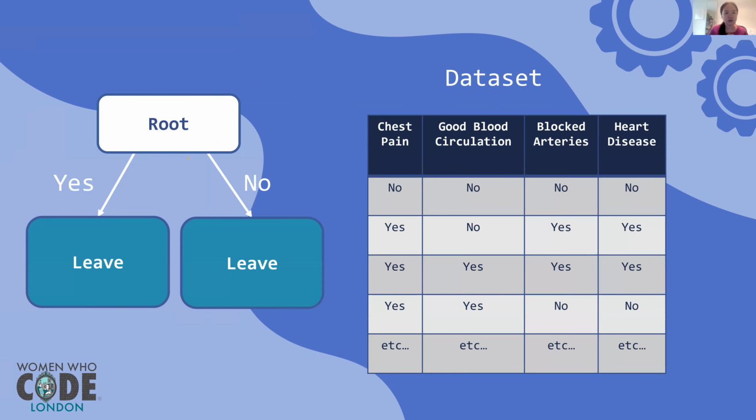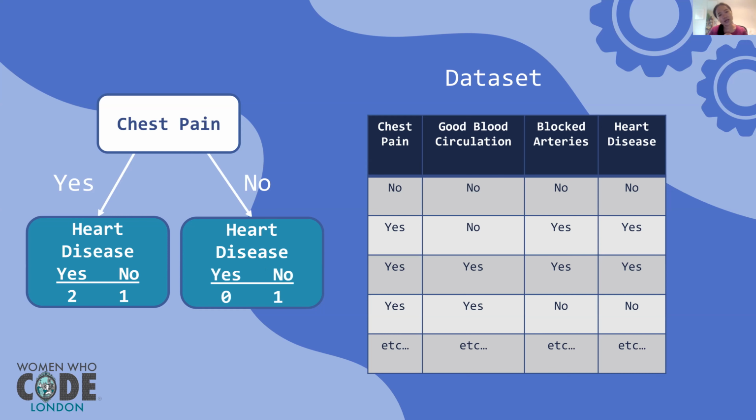A decision tree is like a tree. It has roots, it has leaves, and it also has these branches, which we call yes and no. So it looks like a leaf, looks like a tree. Let's say we have chest pain. I say my root starts from chest pain. So if this person has chest pain, then this person will have a heart disease.